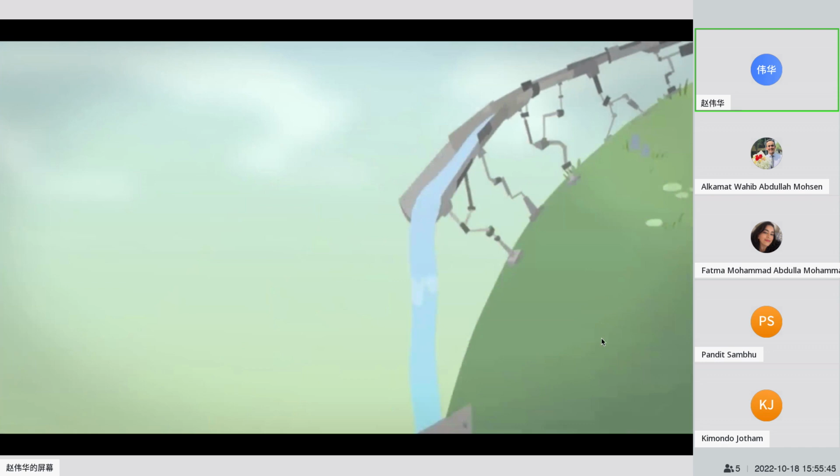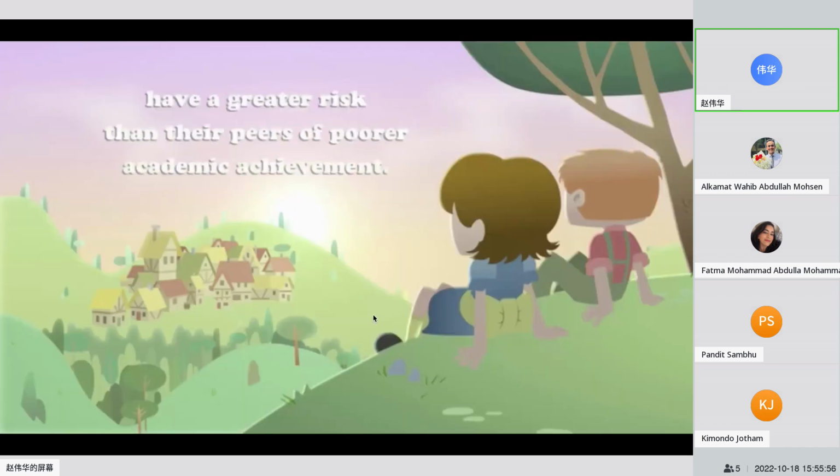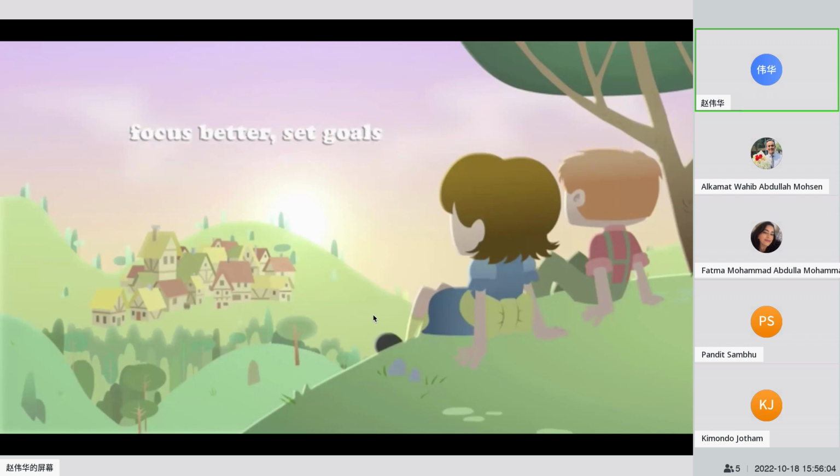If unrecognized, ADHD can lead to depression, which is a serious medical disorder. Children with ADHD, which is approximately 5 to 8%, have a greater risk than their peers of poorer academic achievement. Upon consulting one's doctor, some special remembering strategies and medications can be a way to help an individual focus better, set goals, and move forward in life.